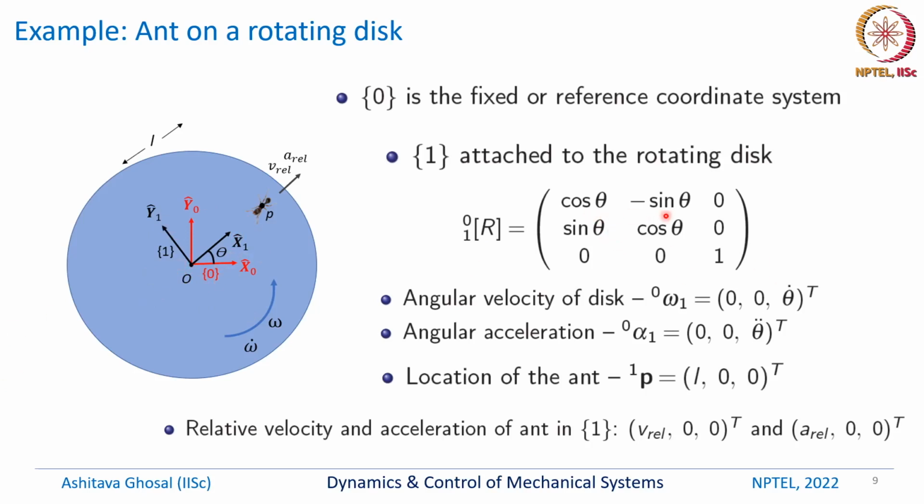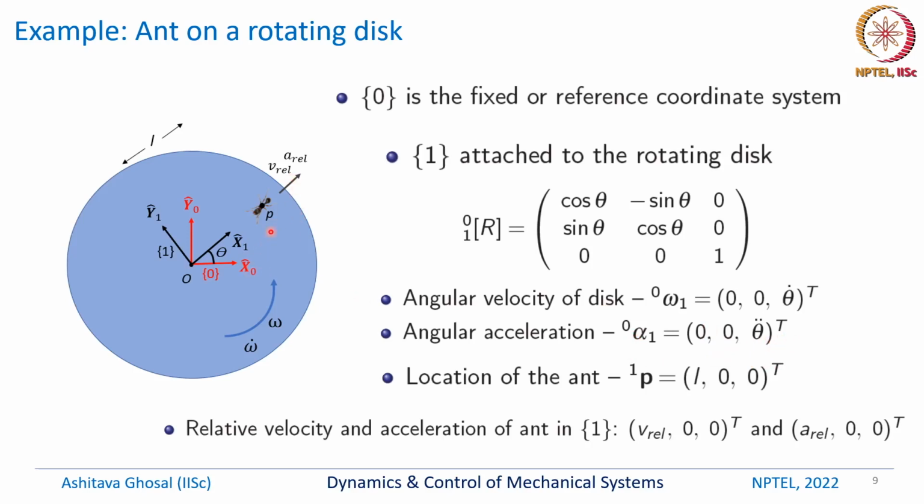So you have cos theta, minus sin theta, 0; sin theta, cos theta, 0; 0, 0, 1. This is one of the simple rotations about the z axis. The angular velocity of the disk, as I said, is omega, so it is 0, 0, theta dot. So this omega is nothing but theta dot, the same as this theta which is shown here. The angular acceleration, denoted by alpha, of this rotating coordinate system 1 with respect to the fixed coordinate system 0 is 0, 0, theta double dot.